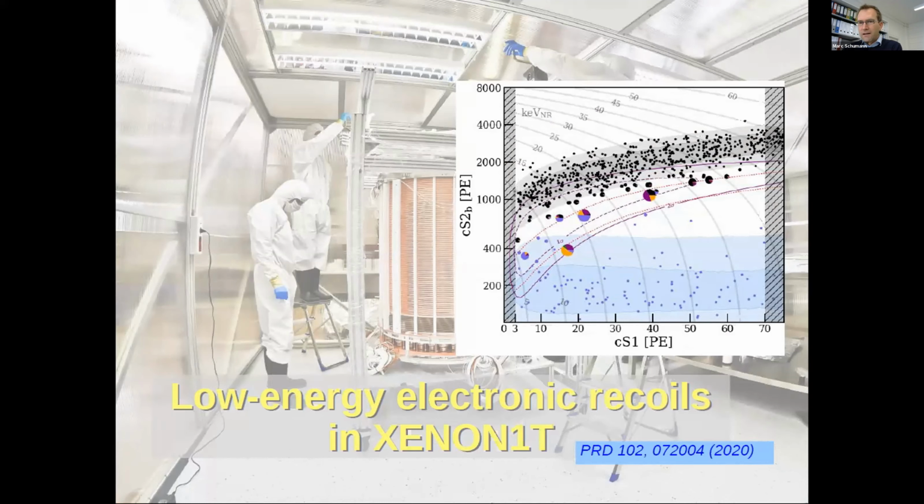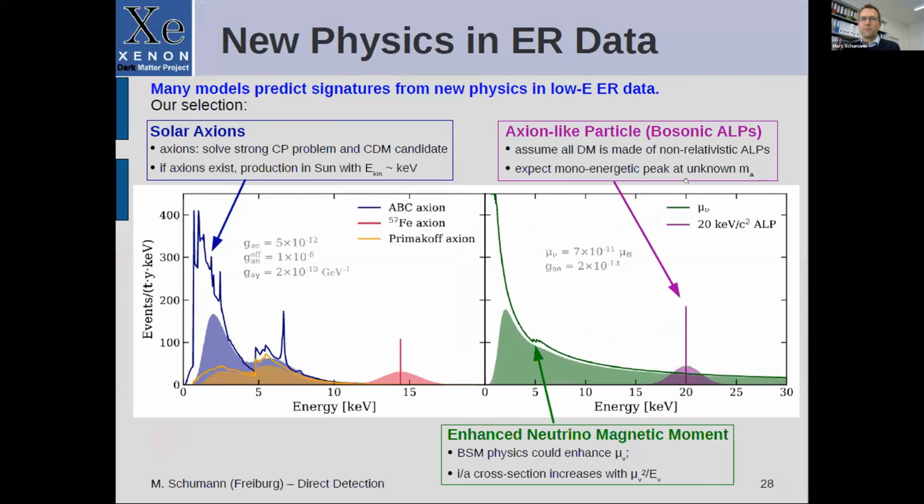And the question is why it is interesting to look at these electronic recoils. Well, because there are many, many models that predict signatures from new physics in this low energetic electron recoil data. We chose to look for 3 different things, but there are many, many others. One is solar axion. So basically, if the axion exists, it should be produced in the sun. And because it's produced in the sun, it has keV energies. It has a funny kind of complex spectrum.